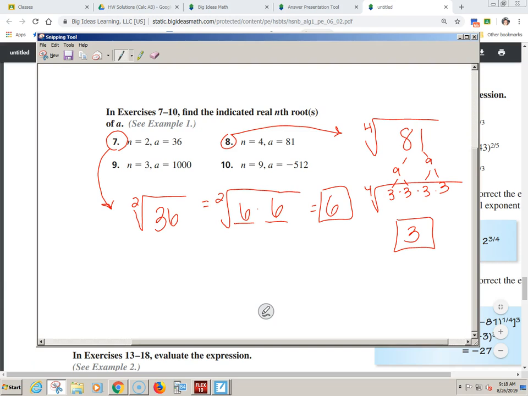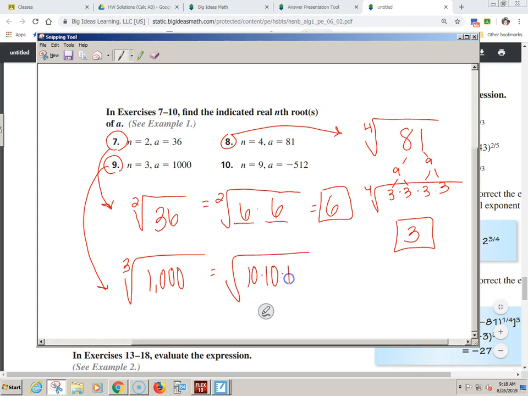So can we go to one of these other crazy ones? How would you rewrite number 9 as a radical? What goes in the radical? 3. So I'm looking for a cubed root or a group of 3 to make 1,000. Does that work? Because 10 times 10 is 100. Another 10 would make a, oh, nice. You guys seeing how these are working? Yes. Now, this got really messy really fast.